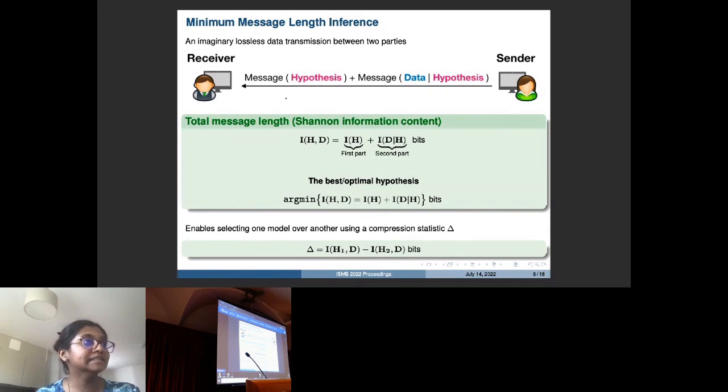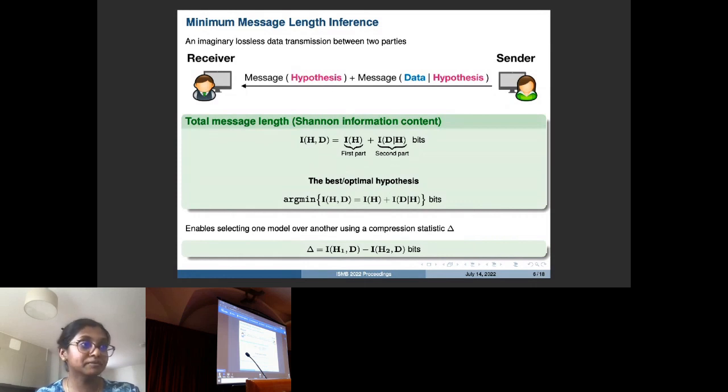This message is of two parts. Under the MML framework, we have the first part that has to encode the hypothesis details, and then the second part which has to encode the data given the hypothesis details. This is a lossless compression, so all the details needed to decode this data have to be sent throughout the communication itself. Then we define the total message length, and we can expect the optimal model to minimize this total message length.